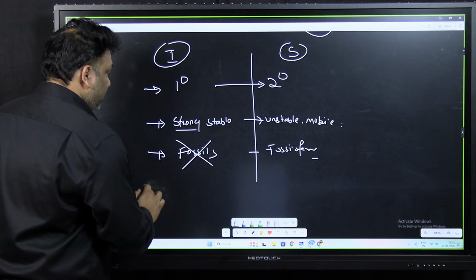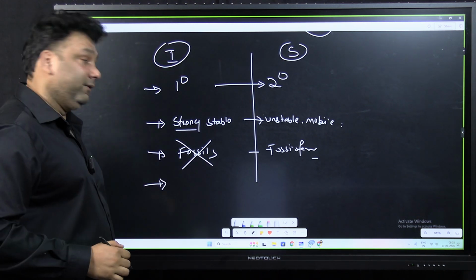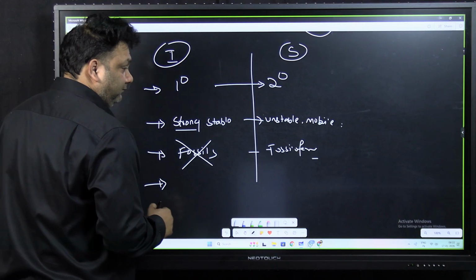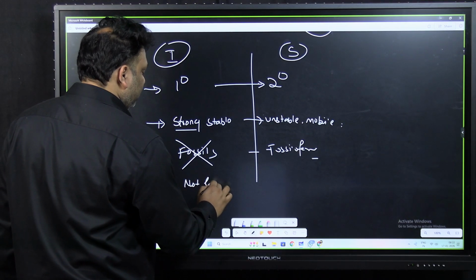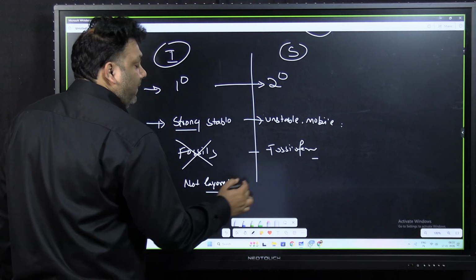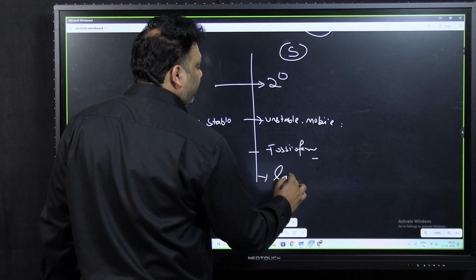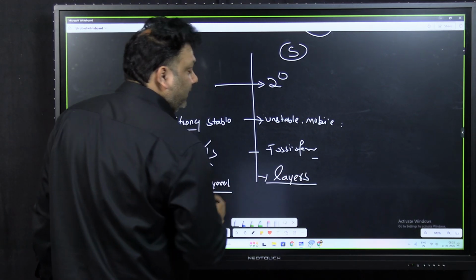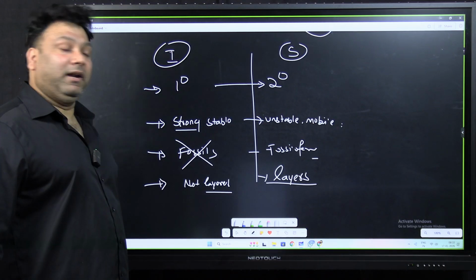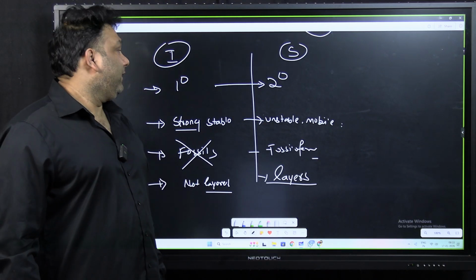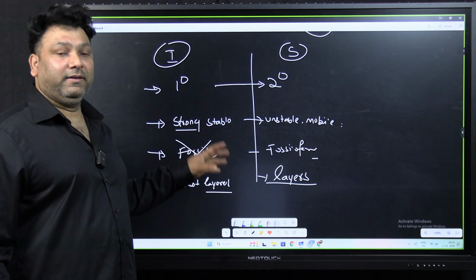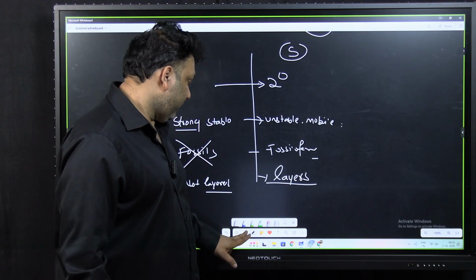Next difference. The igneous rocks are not layered, and sedimentary rocks have layers, and each layer will be telling you the story of the geological past. So these are some of the differences between the igneous rocks and the sedimentary rocks.